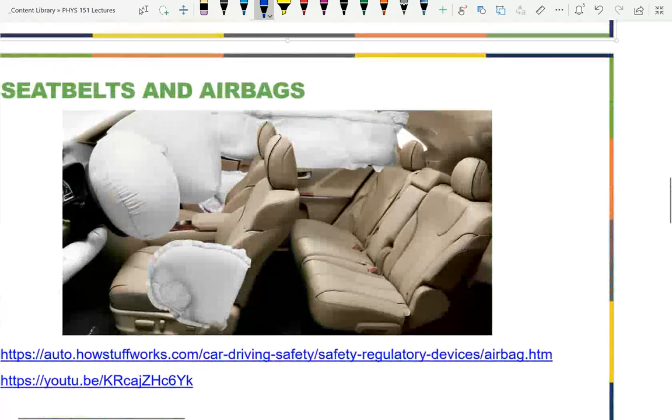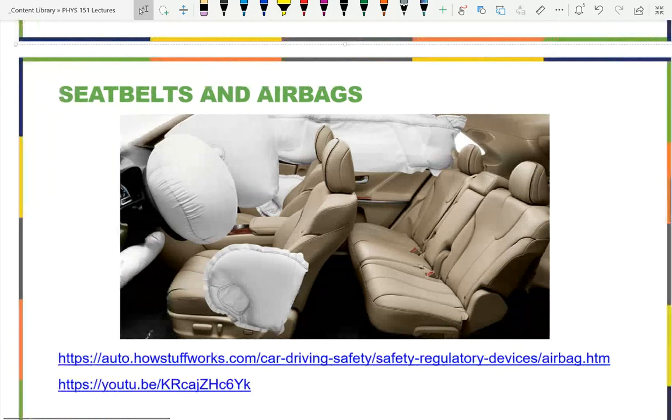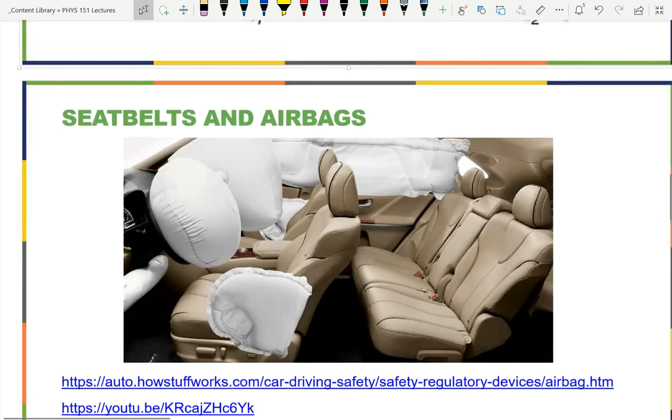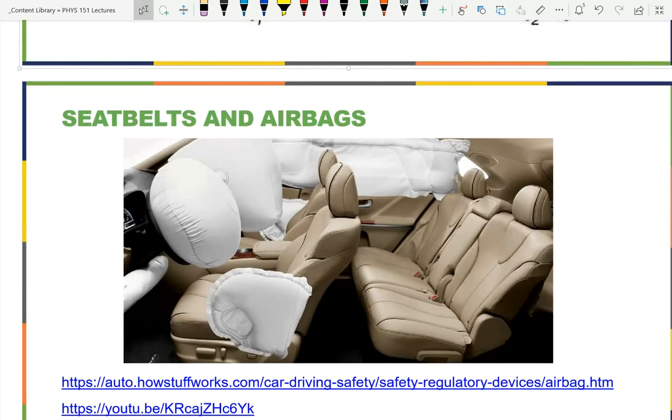Here is the other picture I was talking about. I did put it in. You see the side curtains. Obviously, one side of the car has been removed. That's a lot of airbags, and they're all deployed.